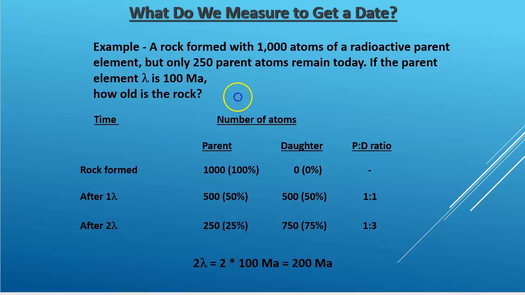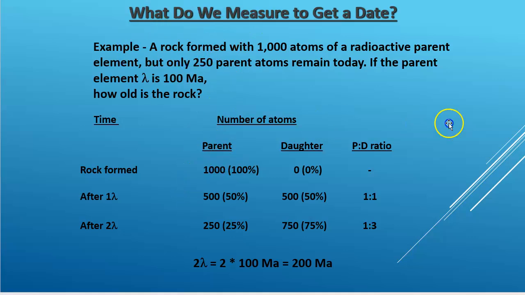Right? So an example would be something like this. A rock formed with 1,000 atoms, right? But only 250 parents are remaining today. So how old is the rock? Well, what do you know? Well, you know that this is what you counted when you went to your machine. You know what you started with. So you start here and you take half and you get 500 and 500. But that's not what you found today. But that would have taken one half-life.